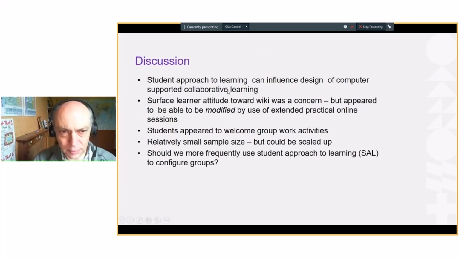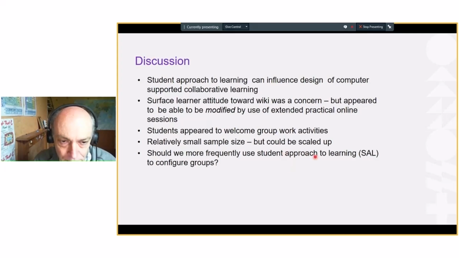So, just to summarise this. Obviously, we can see that student approach to learning can influence the way students perceive online learning activities, and it can influence how we design them. They seem to welcome group work activities in general, which is great. It's a relatively small sample size, but it could definitely be scaled up, and we could compare different groups, maybe nursing students, radiography students, social work students, arts students. It could be quite an interesting area to compare.